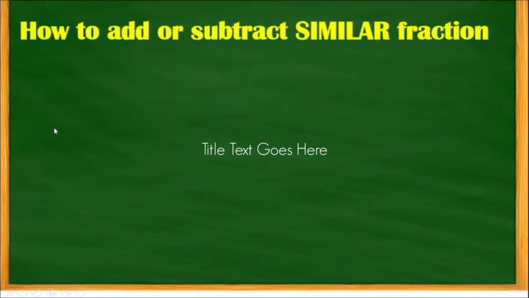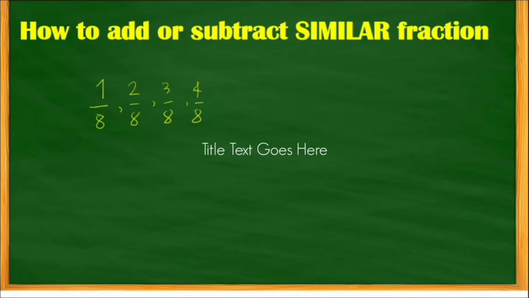But let's define how to add or subtract similar fractions. Again, let's recall what we mean by similar fractions. In similar fractions, the denominators are the same. So this would be the numerator and the denominator. So 1/8, 2/8, 3/8, 4/8. The denominators are the same.